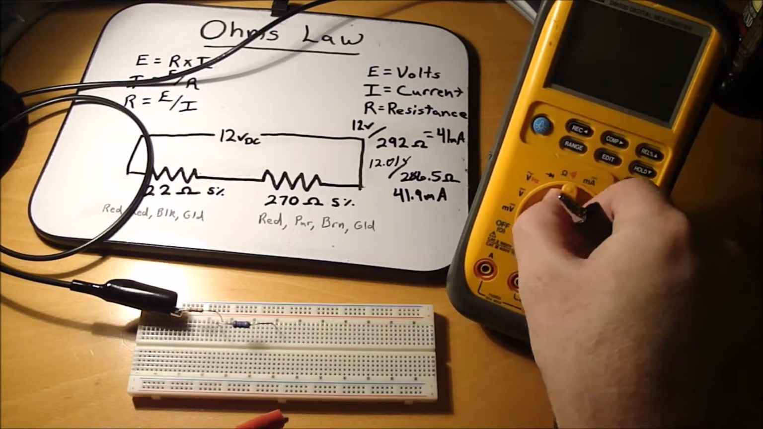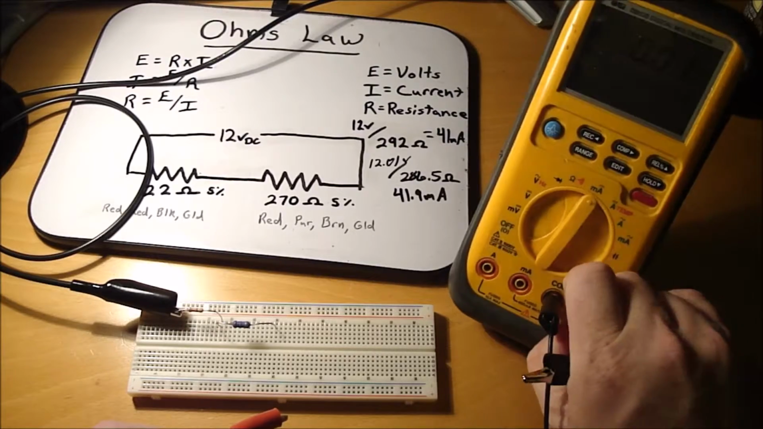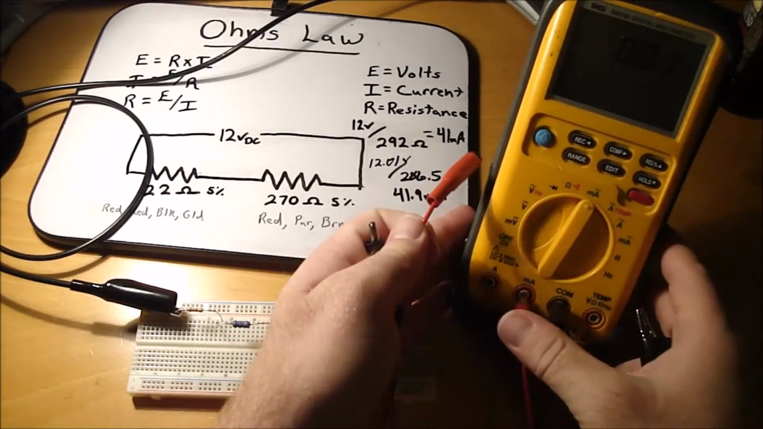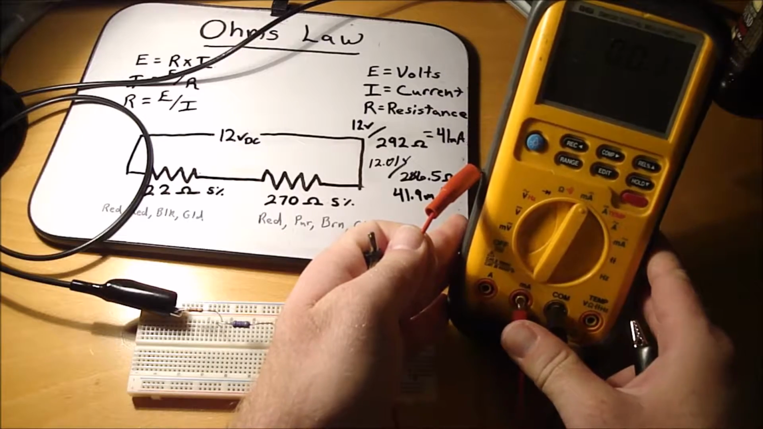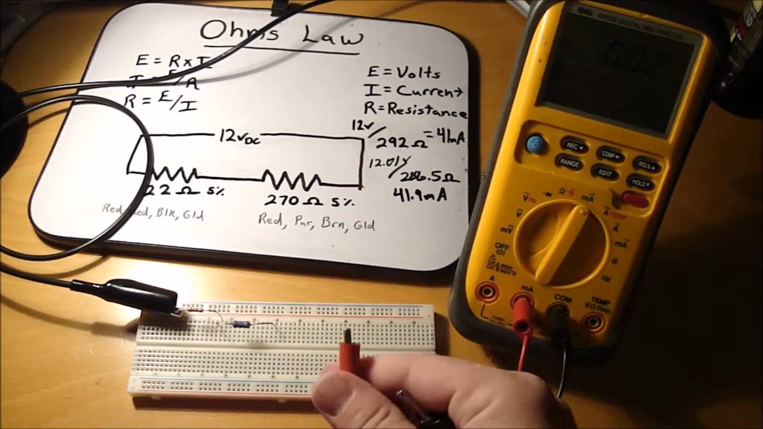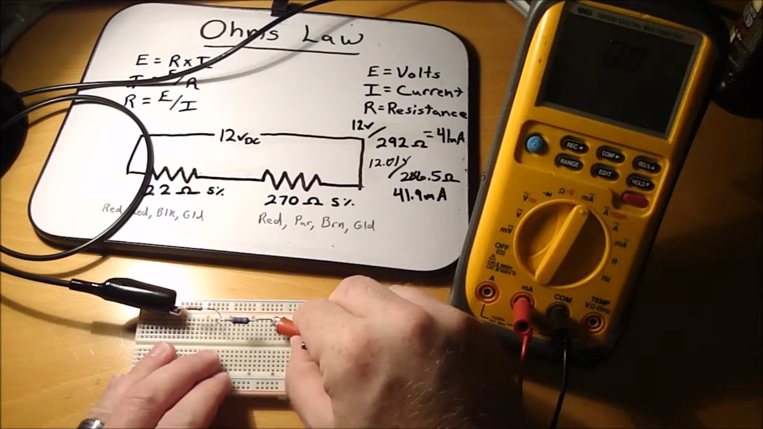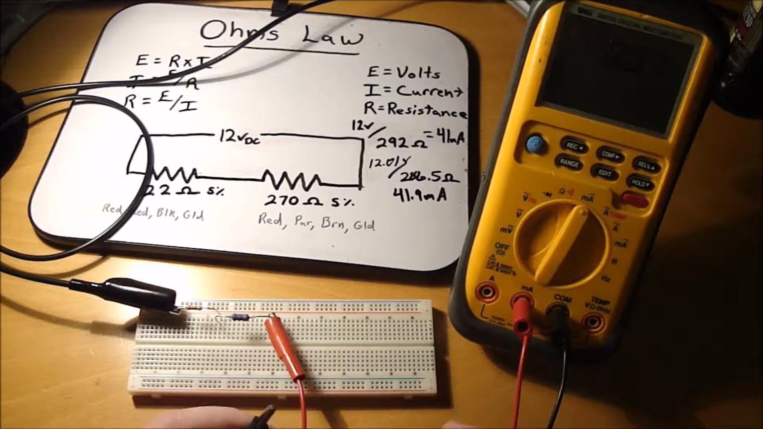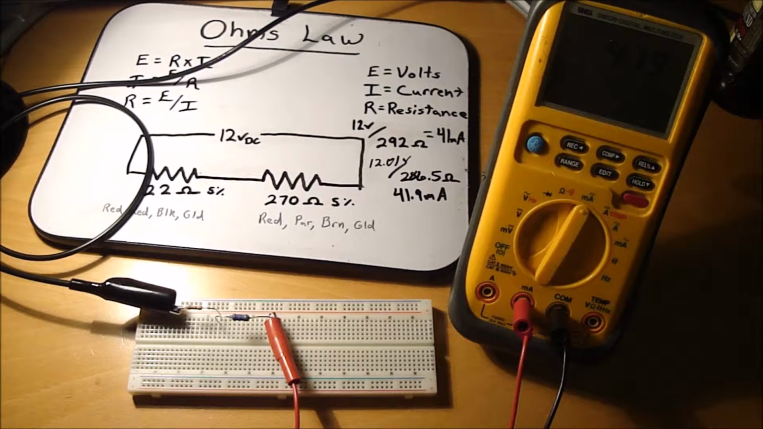Alright, so I'll switch it to milliamps, move my probe over. Alright, so my meter reads, yeah, 41.9 milliamps. Woohoo! That's exactly what the math shows.